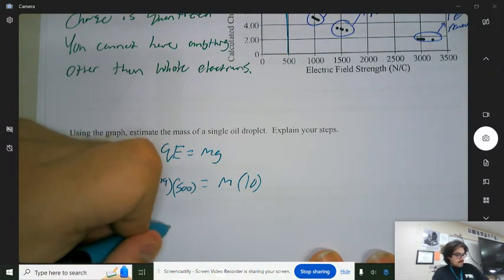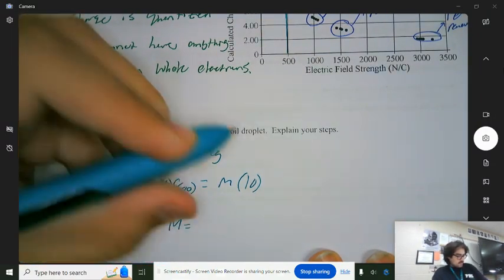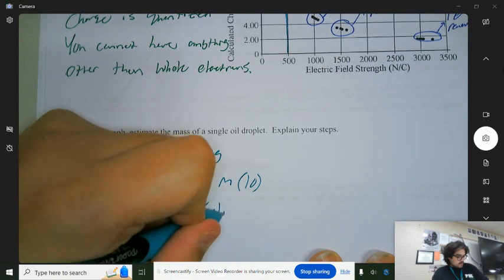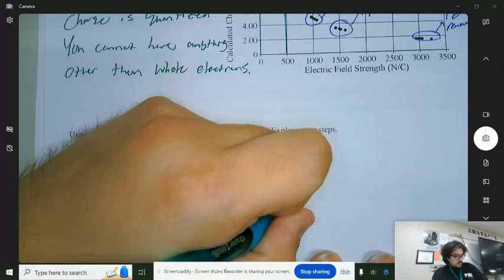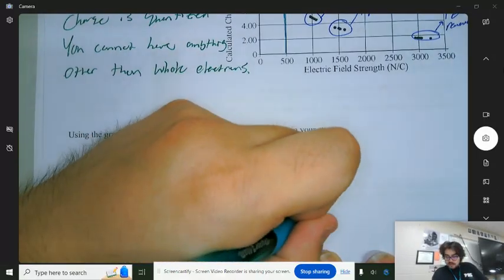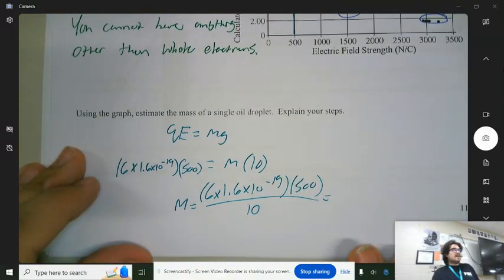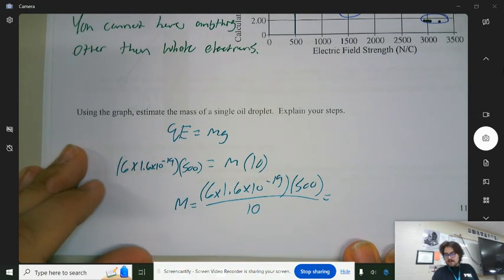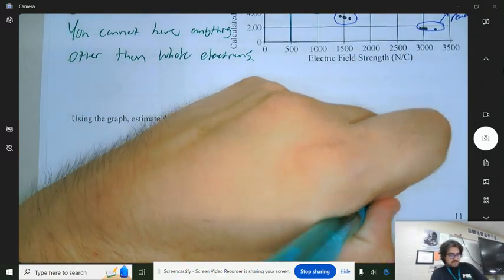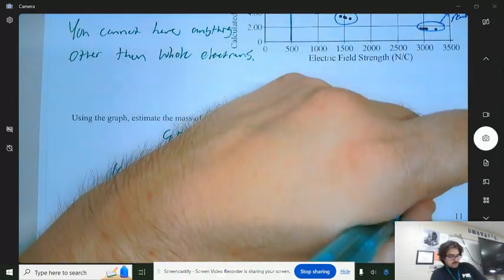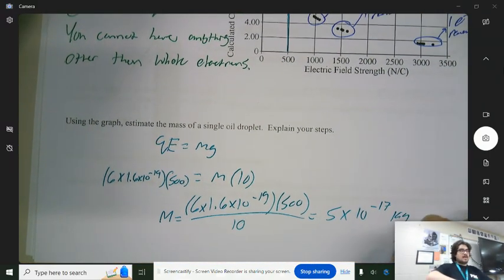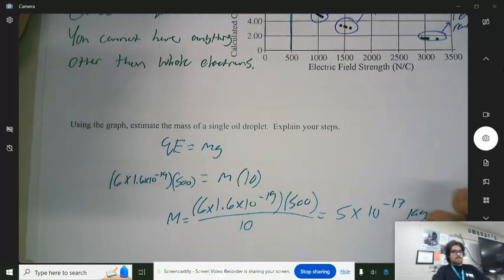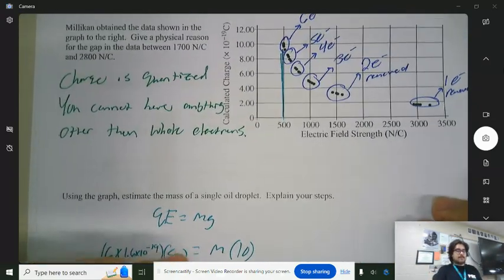And then we just solve to get m. m equals 6 times 1.6 times 10 to the negative 19 times 500 over 10. You're going to get a really big number. I'm trying to think, in the key I don't have it. Oh no, the key, sorry, I've got it right. It should be about 5 times 10 to the negative 17 kilograms. That's a really, really small amount of mass, as expected. It's an oil droplet. It's not that massive. Good on that one? Great, all right, cool, let's move on.